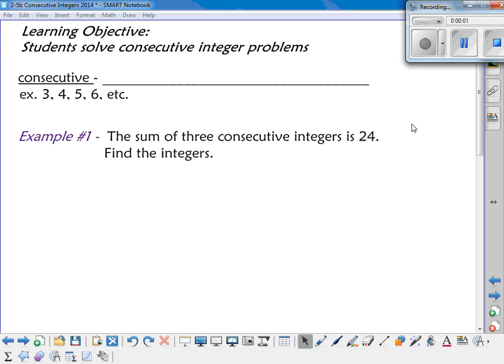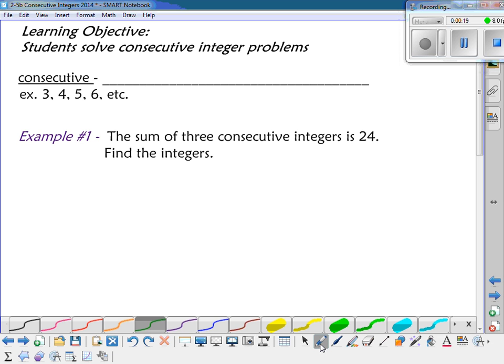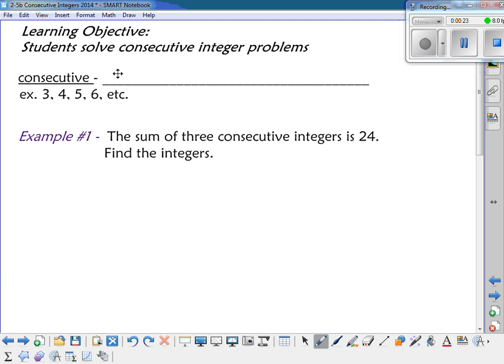Okay, today's lesson objective: students solve consecutive integer problems. So, consecutive integers. Is there anybody that can tell me what the word consecutive means? Repeating? Not quite. Anybody have another idea? Yes, Saxony? One after another. Exactly. So, consecutive just means one right after another.